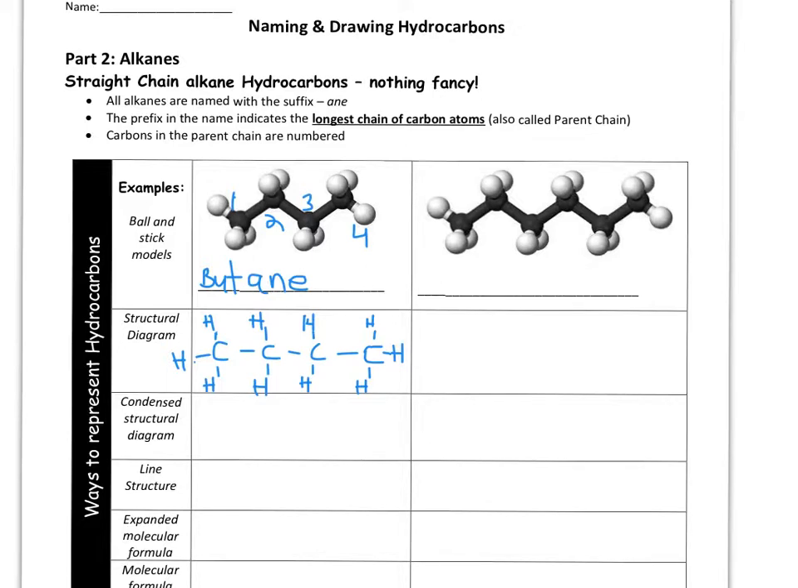Sometimes, again, the structural diagram is too much to draw when we're looking at really complex molecules. So we have something called a condensed structural diagram. And I'm going to show you how to do this in a step. So basically, we take this group at the end of the chain right here, and we're going to write it as CH3.